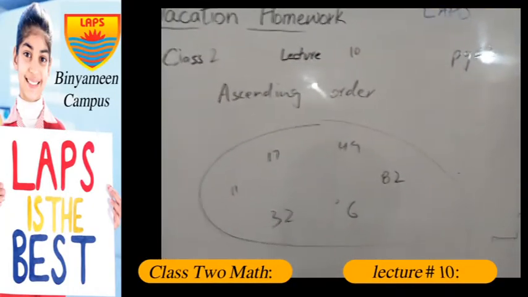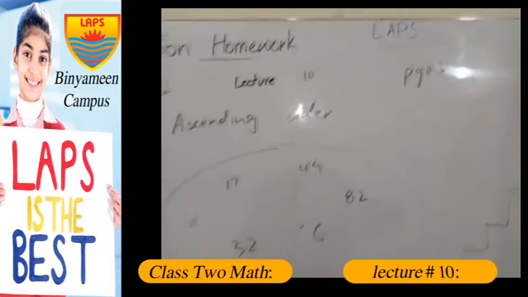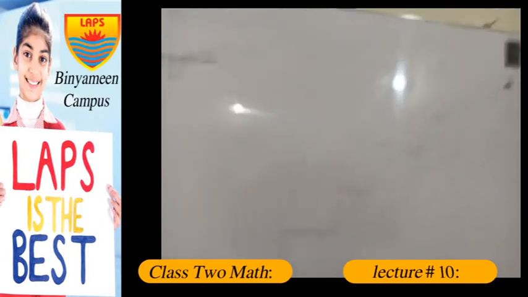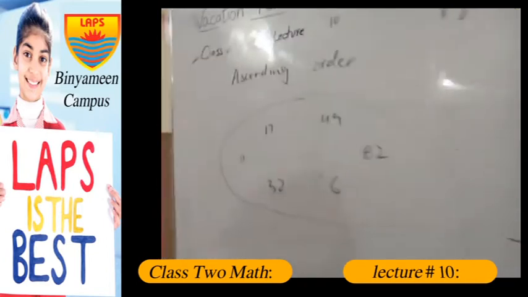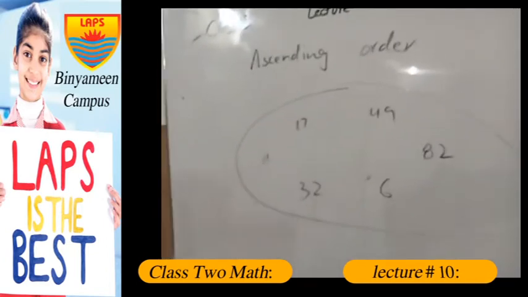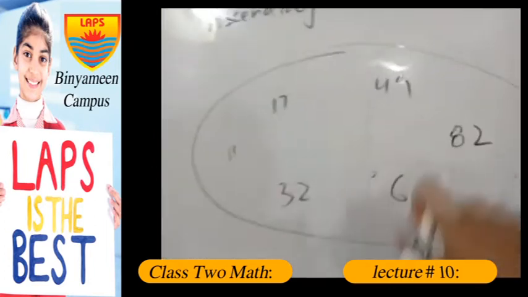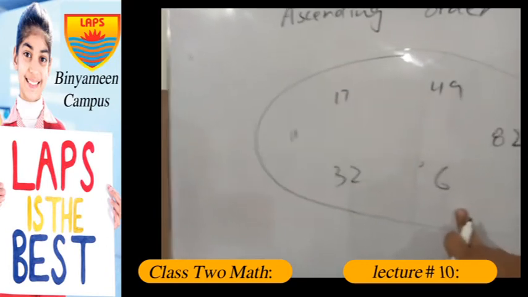We have to do this ascending order given on page number 3. Now in ascending order we have to start from the very smaller number and go to the bigger number. We are provided here with 6 numbers, so the smallest number given here in this circle is 6.